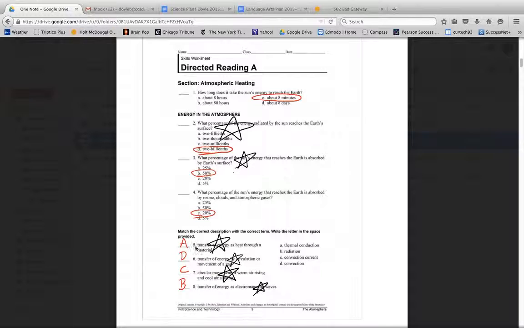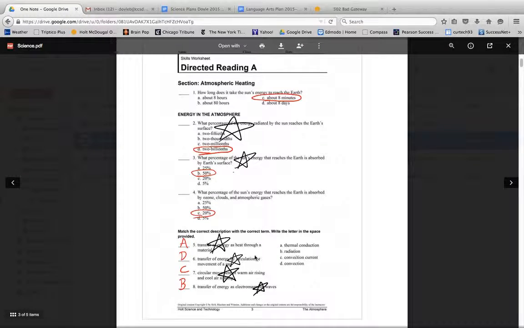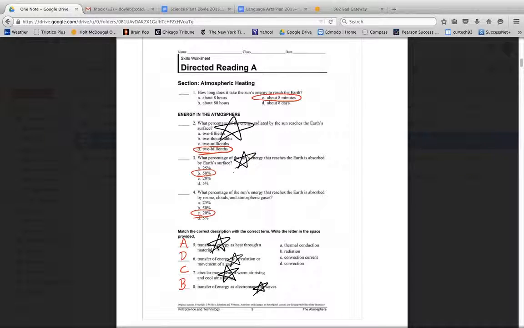Five is transfer of energy as heat through a material. That's A, thermal conduction. So when two things are touching, we call that conduction. Like if a pot is on a hot stove, the pot is touching the stove, so the pot is heating up through conduction.